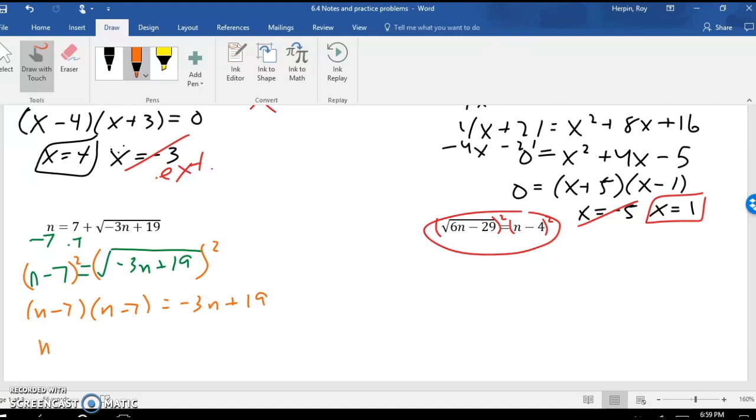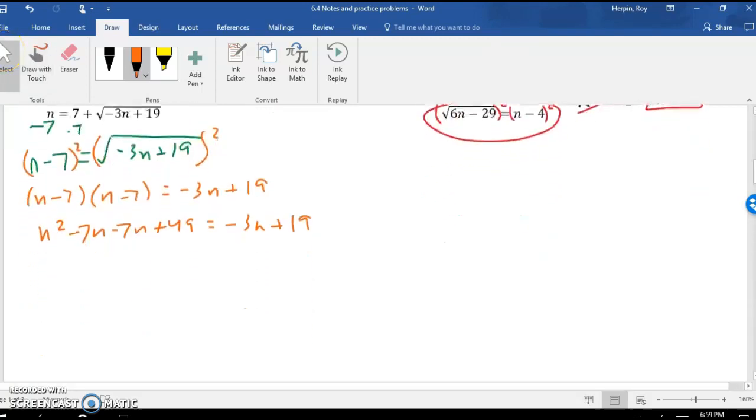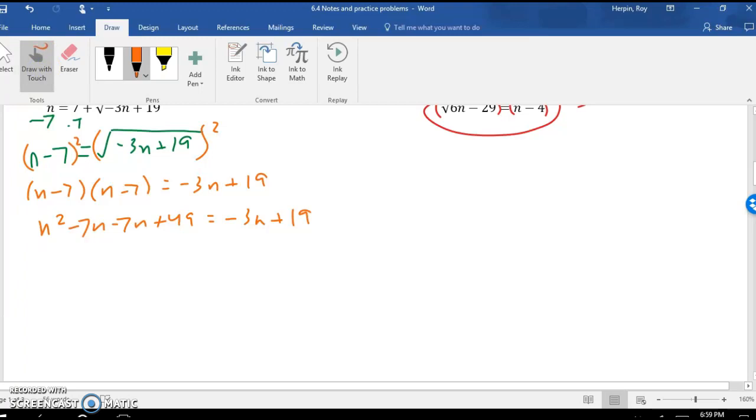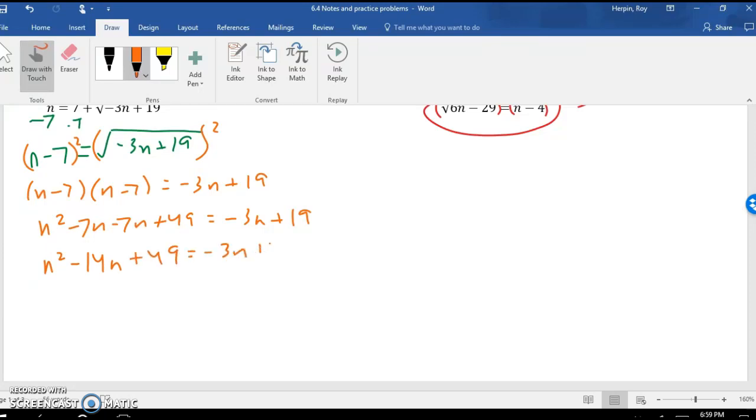Double distribute here, so n squared minus 7n plus 49 equals negative 3n plus 19. Now, like I said, if you can do this quicker and you don't need to go through all these steps, I'm fine with that. So here I get n squared minus 14n plus 49 equals the same over here. I'm going to add 3n, subtract 19. So n squared minus 11n plus 30 equals 0.